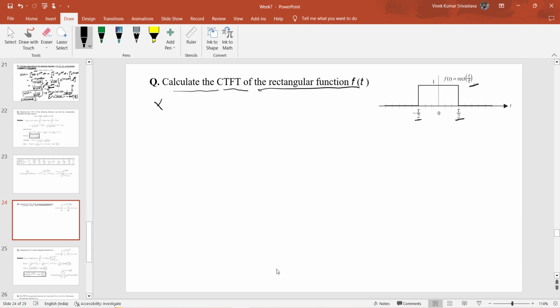So as we know, X of omega is represented as the integral from minus infinity to infinity of x of t into e raised to the power minus j omega t dt. Okay, so now we put the value of x of t, or say f of t, because in the question it is given f of t. So you have to put the value of f of t.